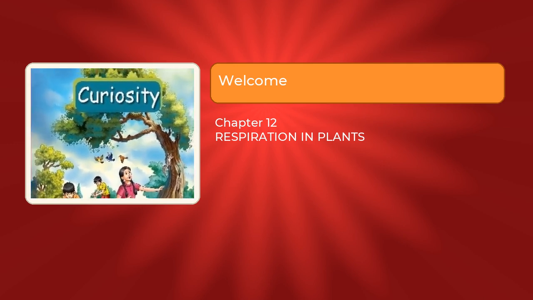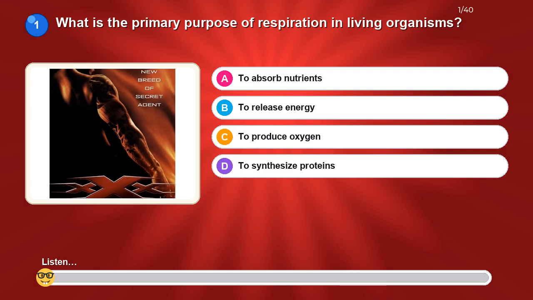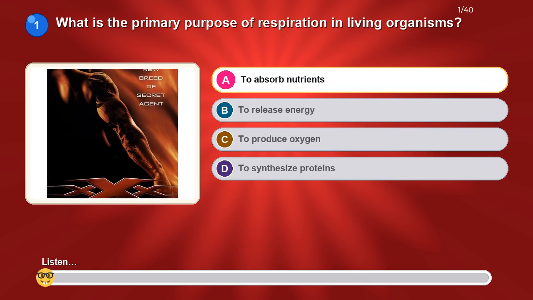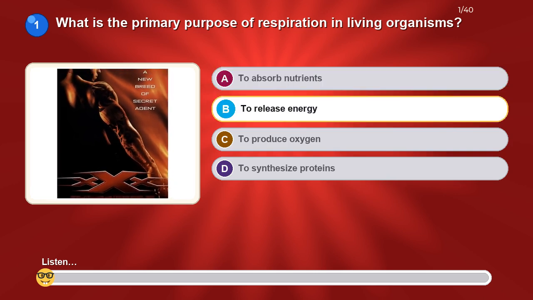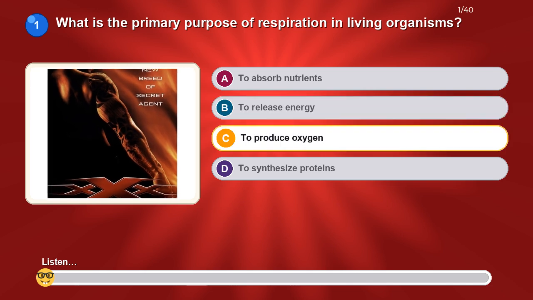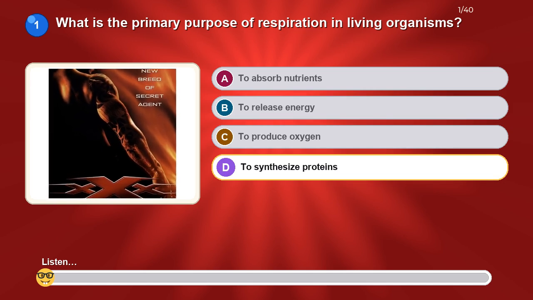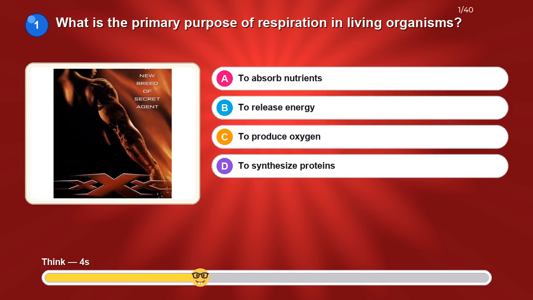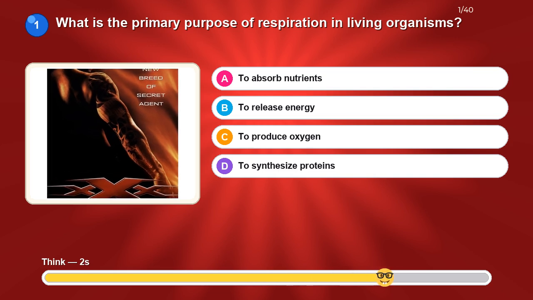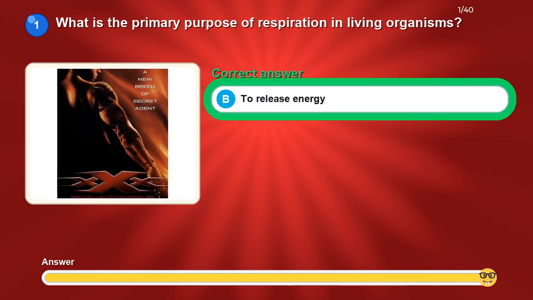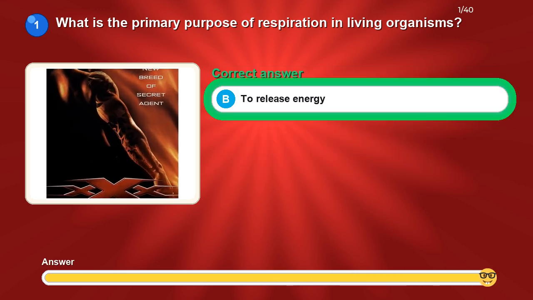Let's get started. What is the primary purpose of respiration in living organisms? Option A, to absorb nutrients. Option B, to release energy. Option C, to produce oxygen. Option D, to synthesize proteins. The correct answer is to release energy.